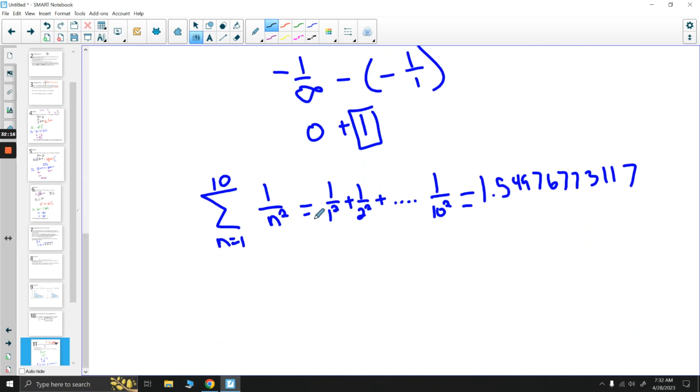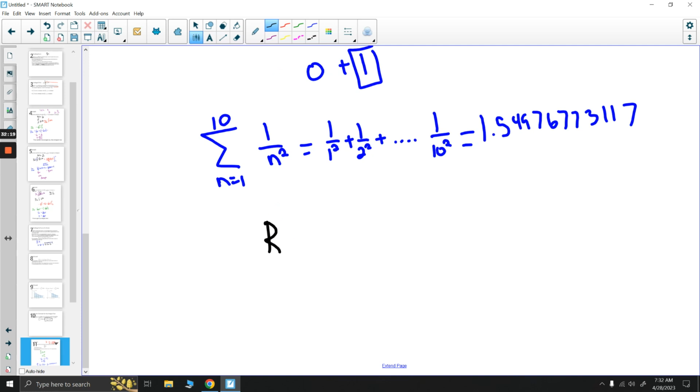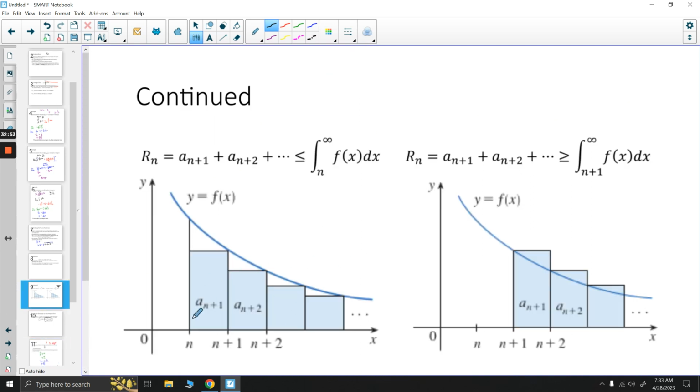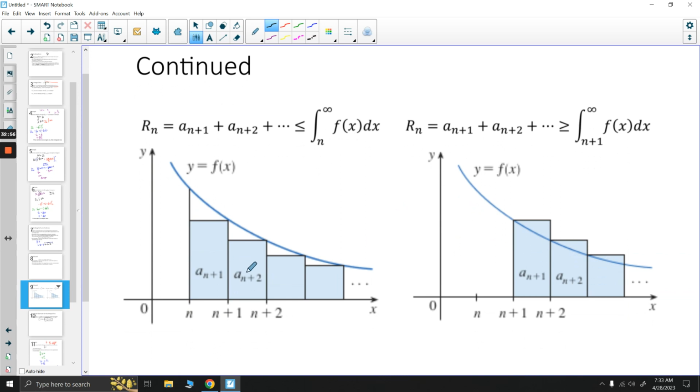Well, basically our error rate is our remainder, R sub 10 here, which is less than or equal to the integral from 10 to infinity of 1 over n squared. So we just need to find this improper integral for the rest of it, from 10 onwards, because we ended at 10. And this is our upper bound. If we want our lower bound, this would be the integral from 11 to infinity of 1 over n squared. Essentially, we have an under approximation and an over approximation kind of concept.